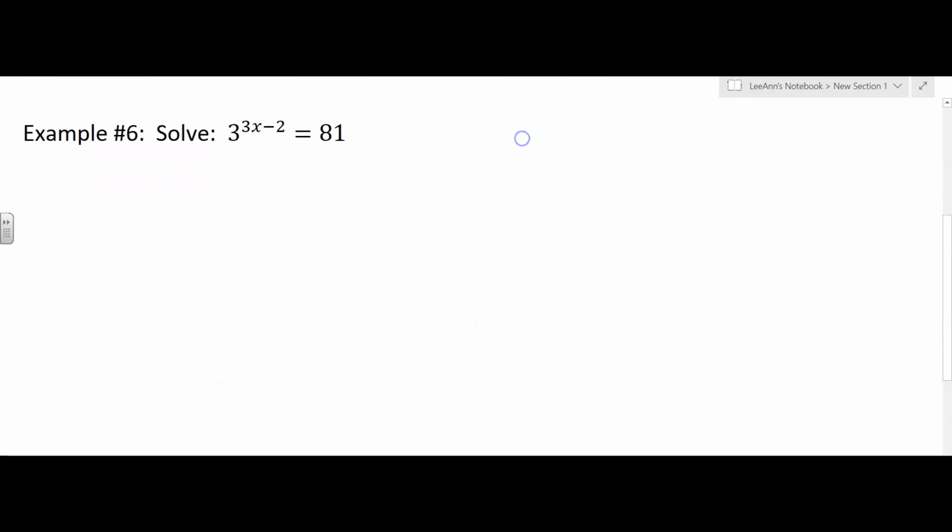On this one, we have 3 to the 3x minus 2, and they want us to solve for x. So I can write 3 to the 3x minus 2 equals, and then what I want to do is think about 81. Well, 81 is 3 to the 4th power. So I'm trying to get my bases to be the same. So I'm going to replace the 81 with 3 to the 4th power.